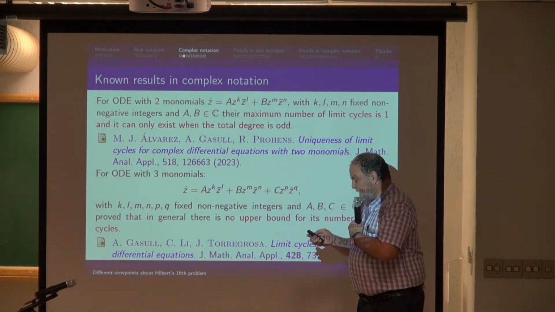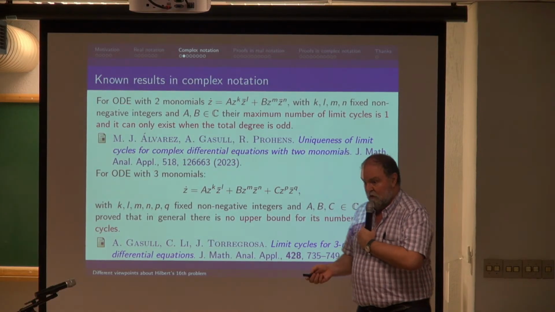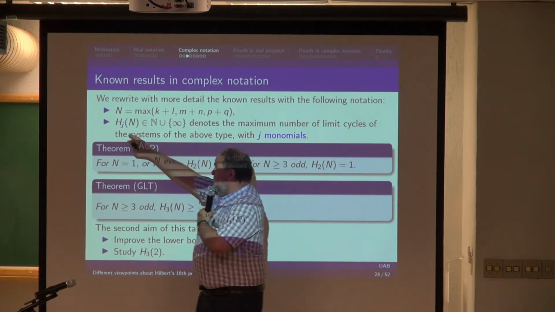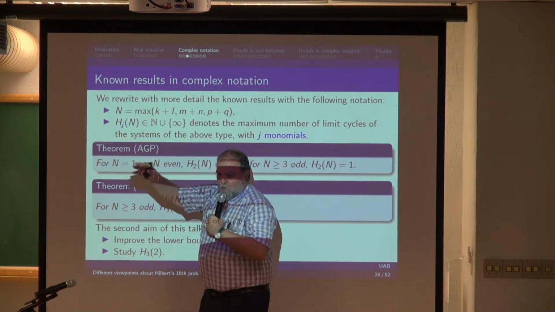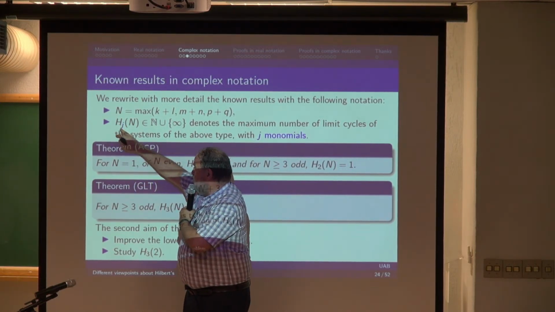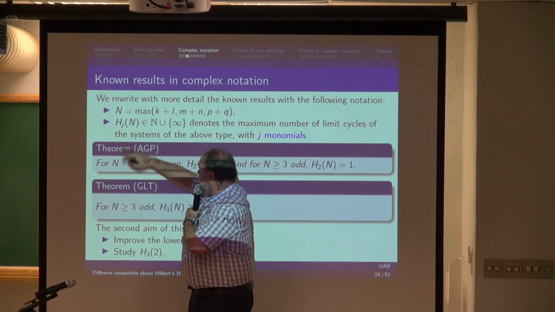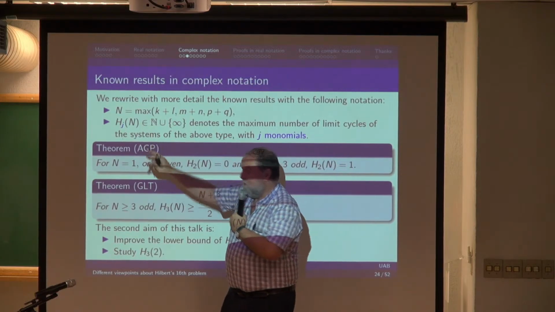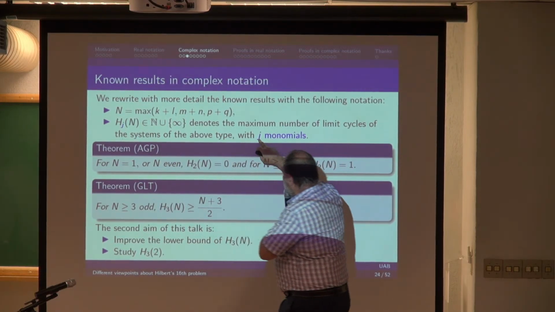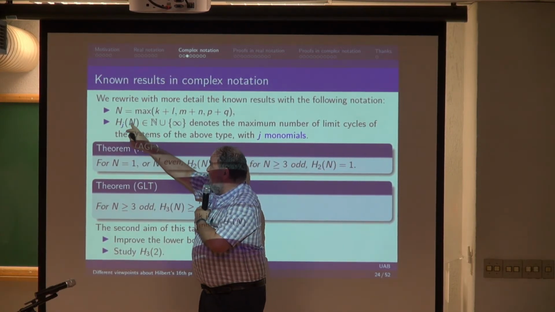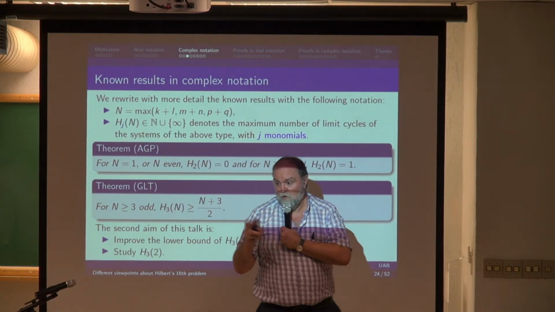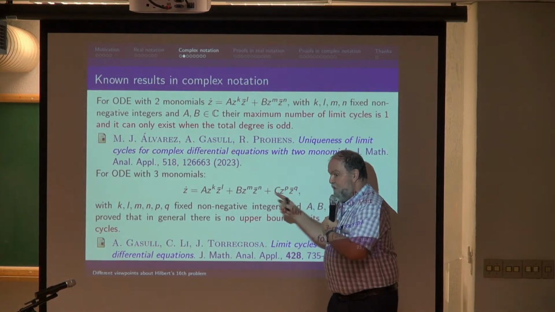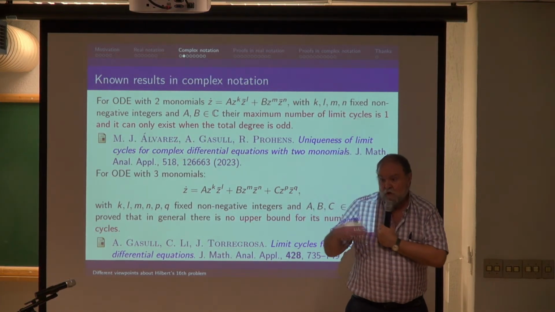So of course here we have a double index problem. I introduce this, I have no more letters, I don't know. H, J, N. So J is the number of complex monomials, and N is the degree. I need both because for these systems with 3 monomials, there is no upper bound.